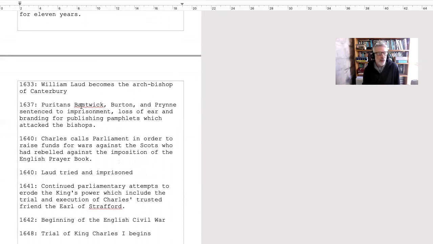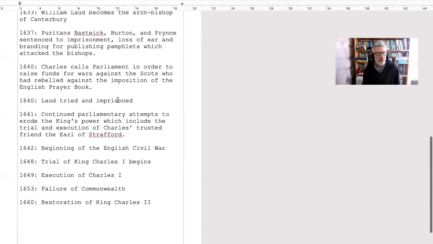It's kind of like a replay of Foxe's Book of Martyrs, but now it's the English King Charles, still the English King Charles and not Mary, who is persecuting Puritans. Bastwick, Burton, Prynne, sentenced to imprisonment. People lost their ears as branding for publishing pamphlets which attacked the bishops. The bishops, of course, part of a church hierarchy.